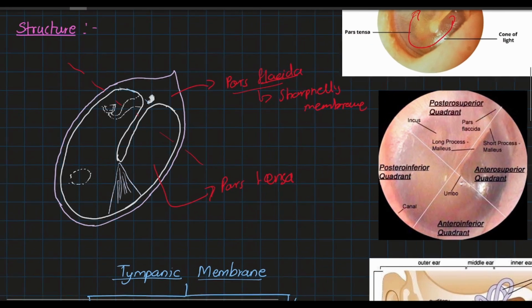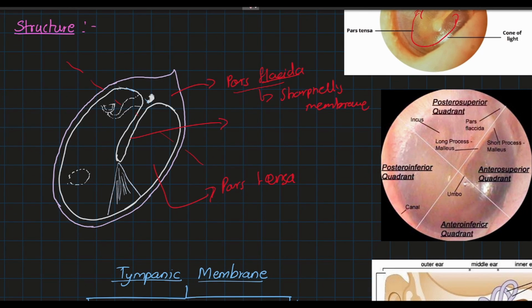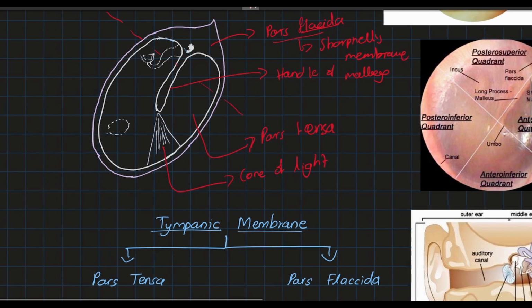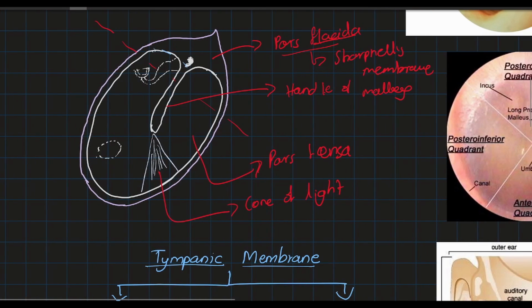Pars tensa. As you can see, this is the handle of malleus. And here you can see the reflection of light, that is called the cone of light. That is the reflection of the handle of malleus. And the dotted structures that you are seeing are of the middle ear, and this is the round window. And superiorly you can see the oval window with stapes.